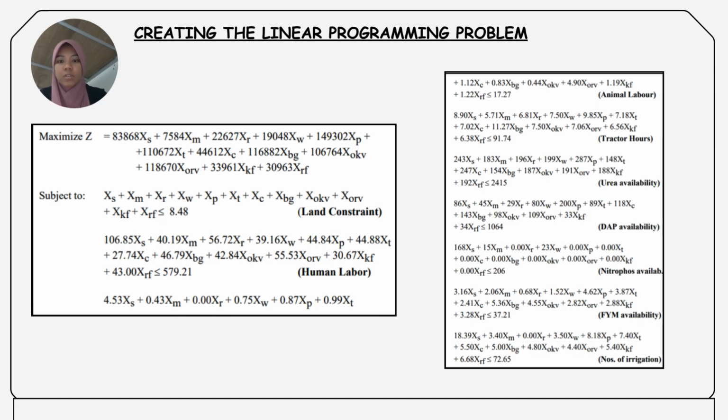And then there's the fifth constraint, which is the urea availability. The sixth constraint is the DAP availability, which involves the diammonium phosphate fertilizer for different crops. The seventh constraint is the nitrophos availability, which represents the nitrophos fertilizer for different crops. The eighth is the FYM availability, and the ninth constraint is the number of irrigations available for different crops. That's all here.